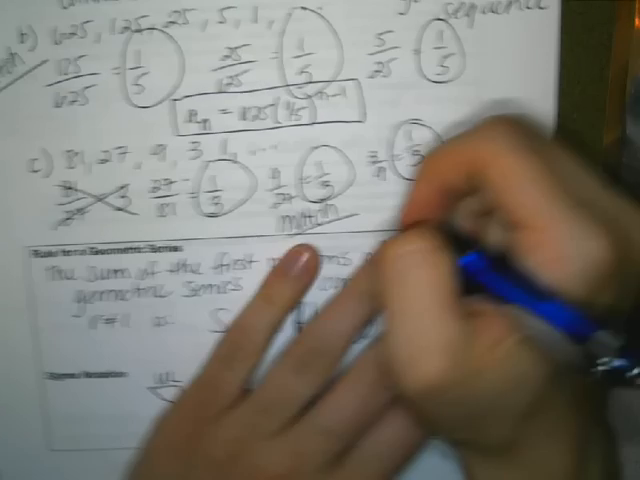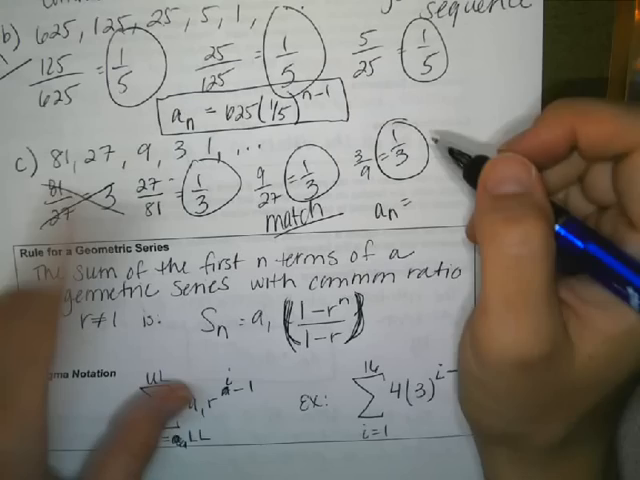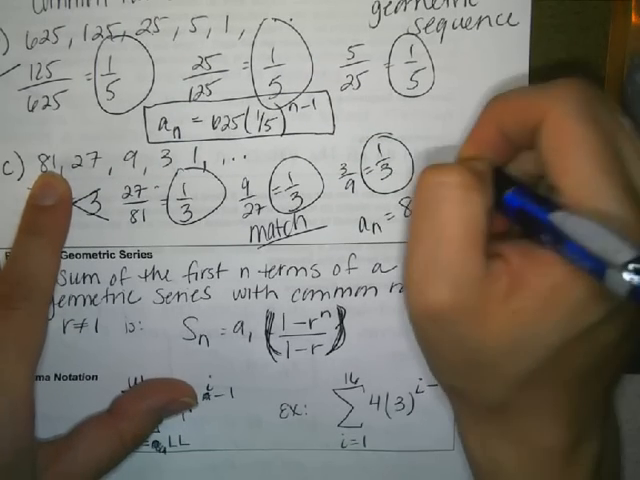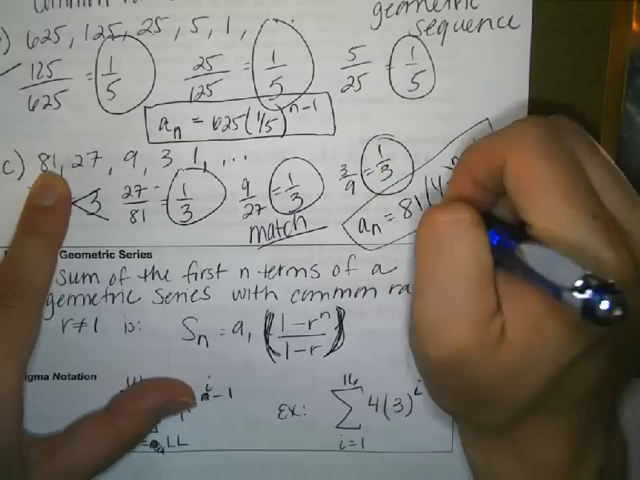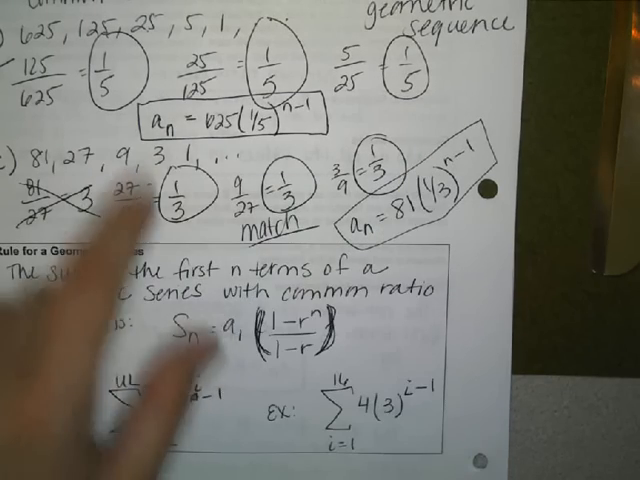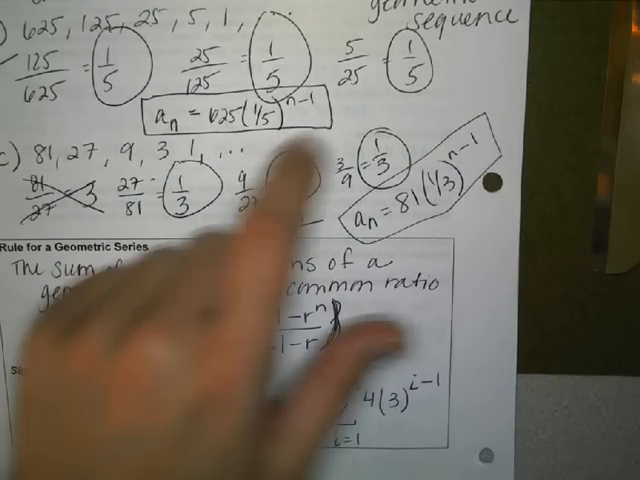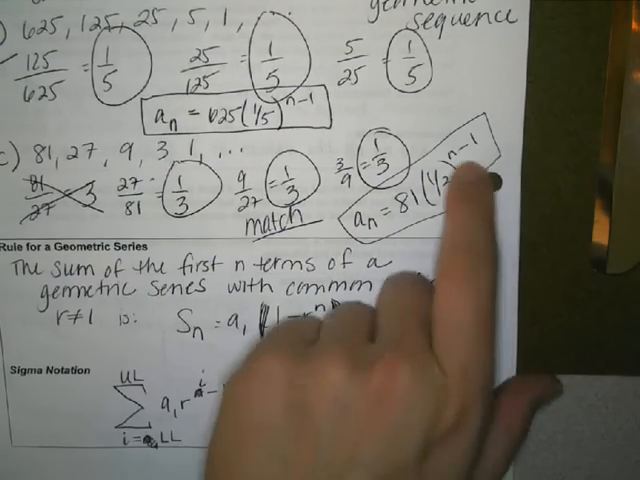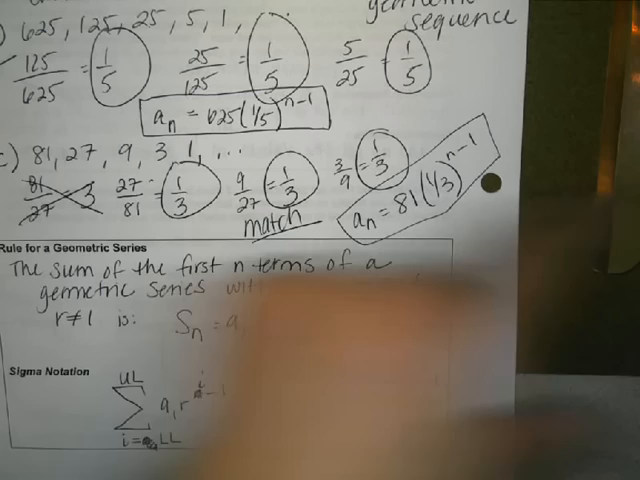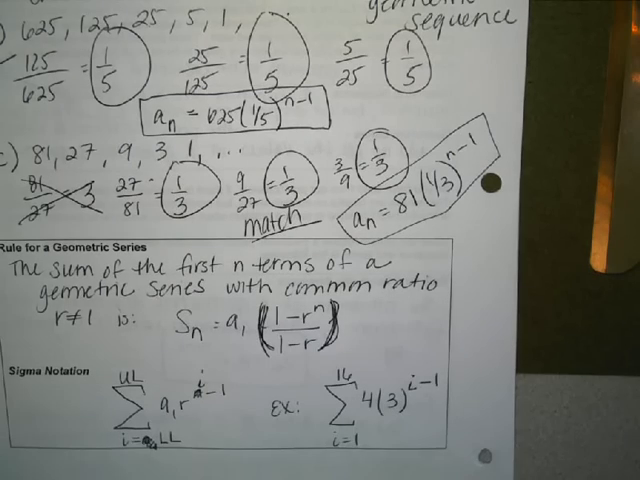So I'm going to write my rule. A sub n. First term is 81. Common ratio is 1/3 to the n minus 1. There's my rule. So again, if I wanted to find the 10th number in this sequence, instead of figuring out every single one, I can use this rule, plug in 10, and find the 10th number without figuring out 10 numbers in a row. I just want to jump to the one that I want.